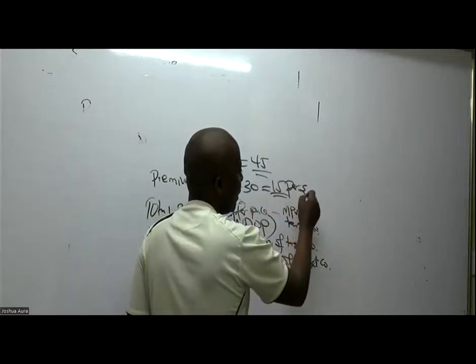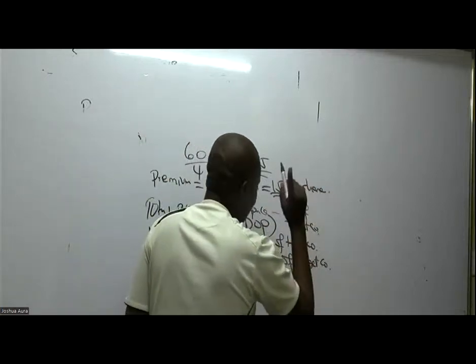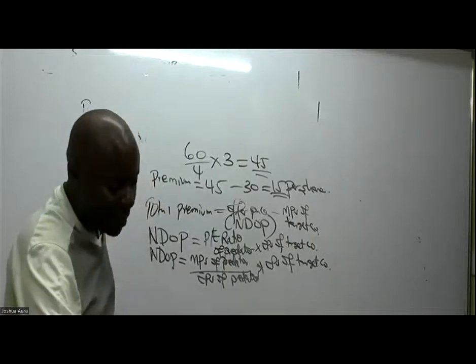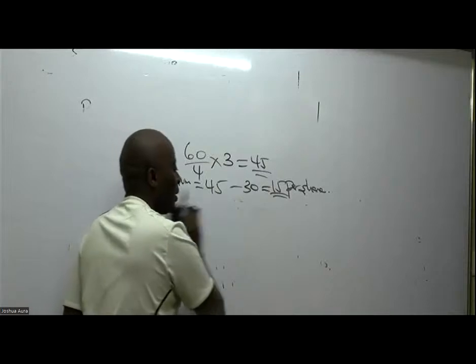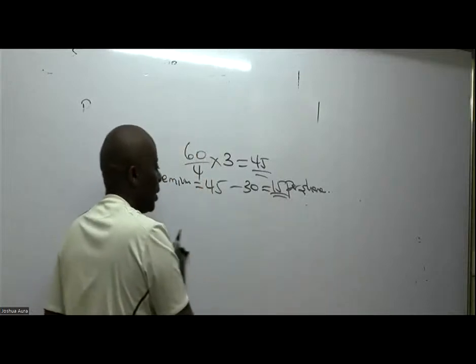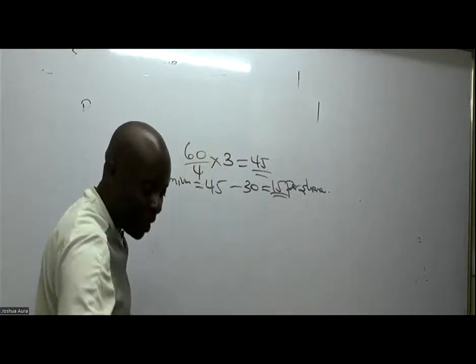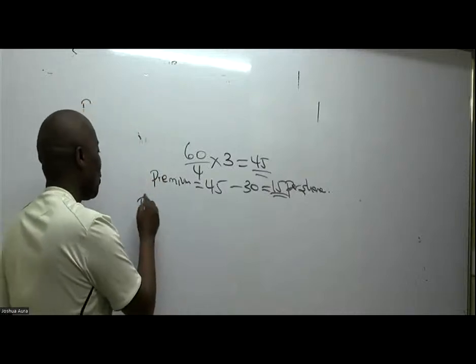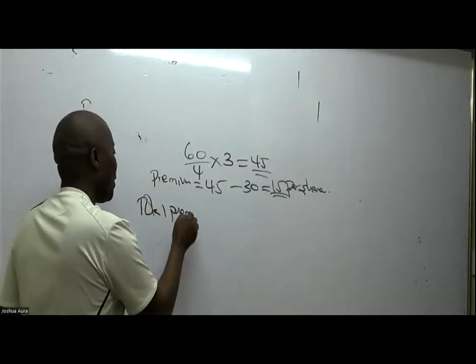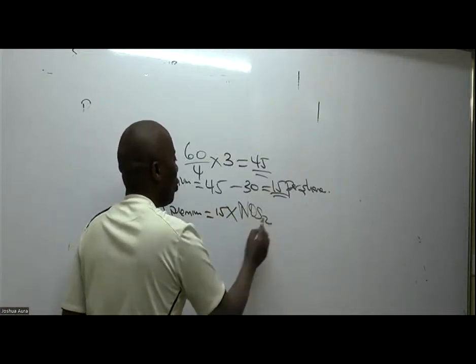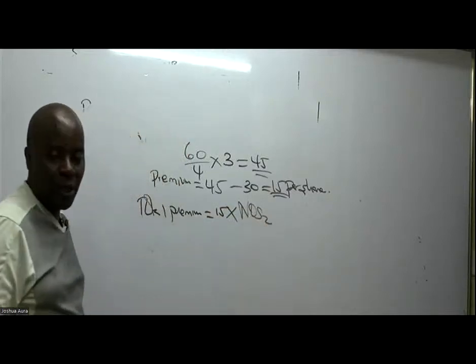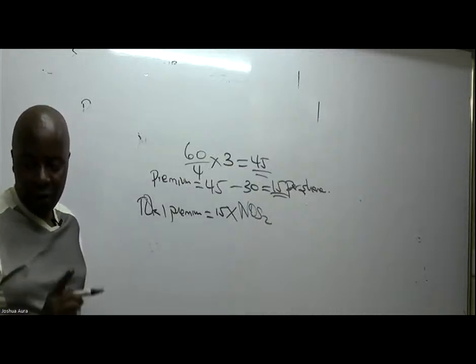For every share they sell, it's 15 per share, and yet they wanted the total premium. So I need to come here and ascertain my total premium. My total premium will be equal to this 15 per share times the NOS of the second company. NOS is the number of ordinary shares.